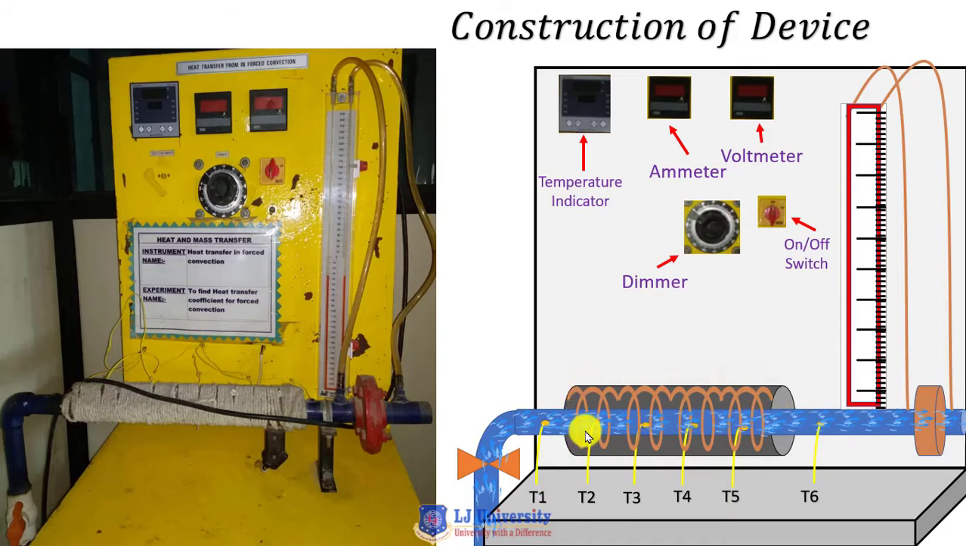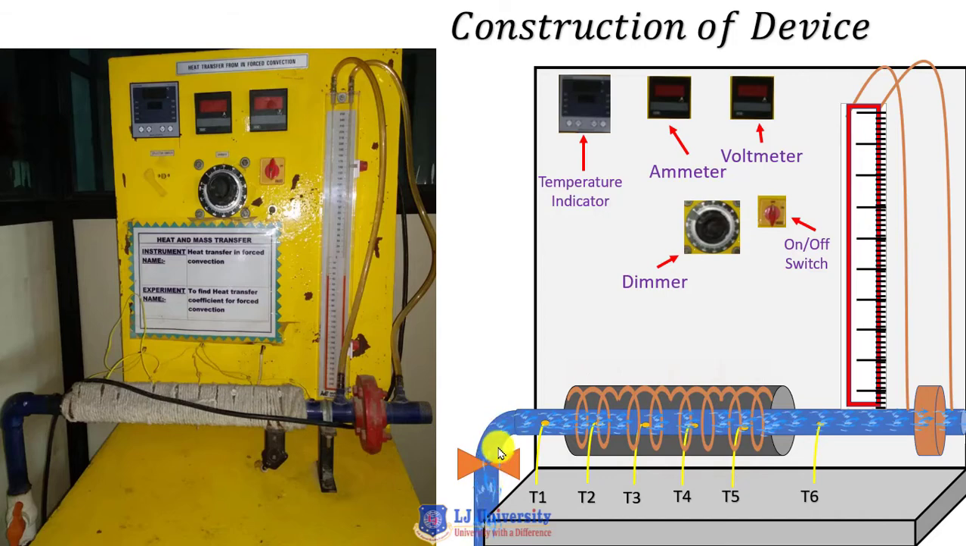Here there is one cylinder, on which there is an arrangement of one heater. Whatever voltage you give as input, according to that voltage the current will flow through the heater, and the heat will transfer to the cylinder. So the temperature of the cylinder is going to increase as heat flows from the heater to the cylinder. Now we have this arrangement of a pipe.